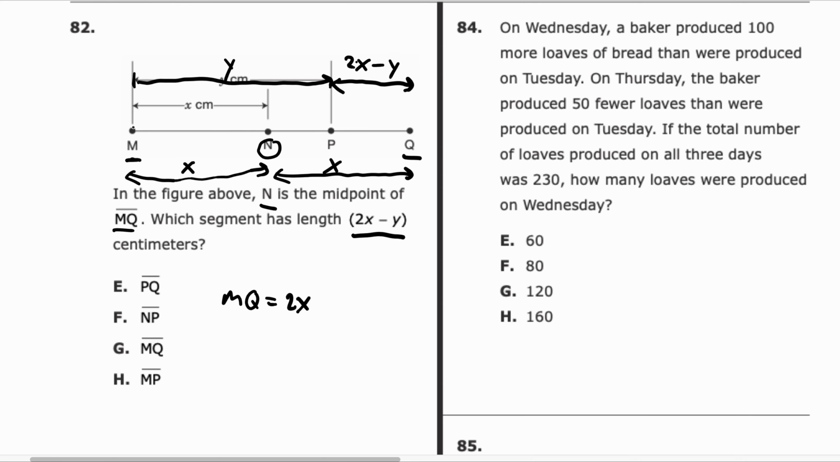Because we're taking this length, which is 2x, and we're subtracting this length. So therefore 2x minus y is this length, and this is just PQ, right? So PQ has length 2x minus y. Okay.